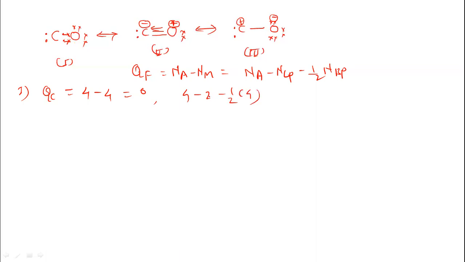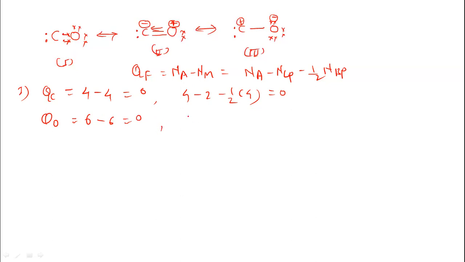So it is 2, so minus 2 minus 2 minus 4, 4 minus 4 equal to 0. Thus formal charge on the carbon is 0 in this structure. Then on the oxygen atom, the valence electrons of the oxygen are 6. Na equal to 6 there, minus, in this structure, how many electrons are there? 1, 2, 3, 4, 5, 6. 6 electrons.